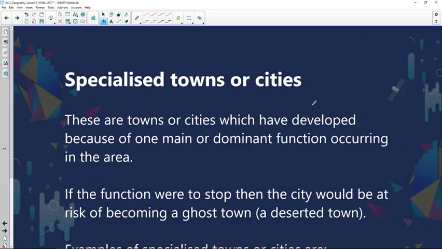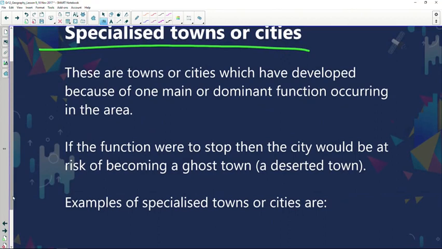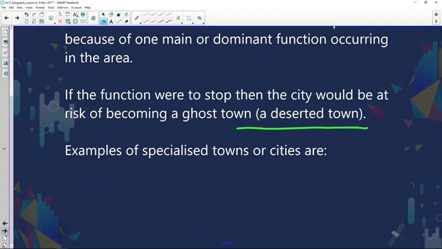Now, specialized towns or cities have one main function. Now, these functions may change, and we have quite a few examples of this. There's a dominant function why this town exists. If that function didn't take place over there, the urban settlement or the town wouldn't have existed. If this function doesn't take place anymore, it can turn into a ghost town or a deserted town. So it's very important that this function keeps on going.